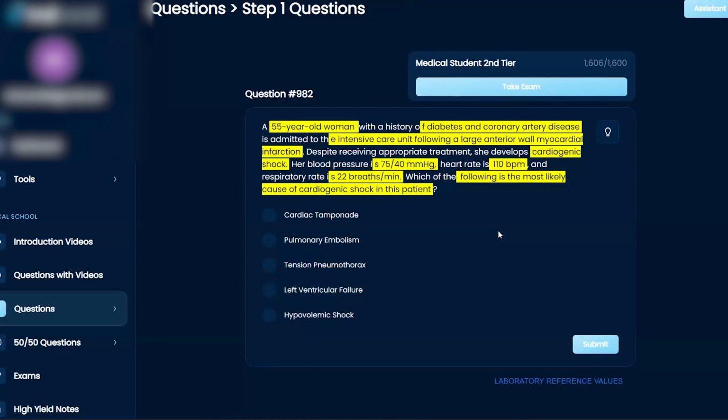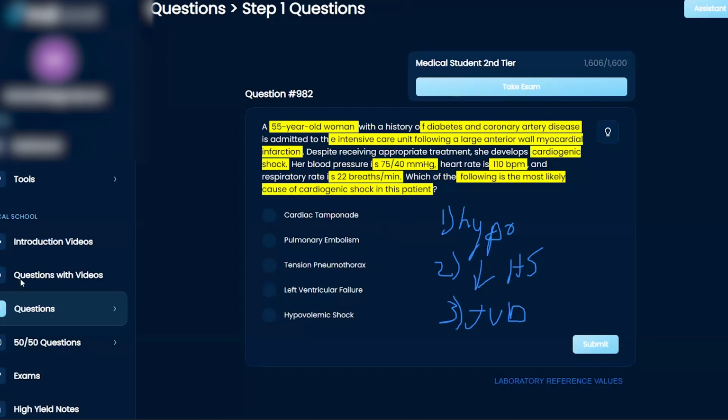Okay, you think A is your right answer? Yeah. Okay, but talk to me. Remember, what is Beck's triad? Beck's triad is hypotension. Was it decreased heart sounds? Yep. And then the last one, jugular venous distension, right? So that's not present here. So unlikely, right?